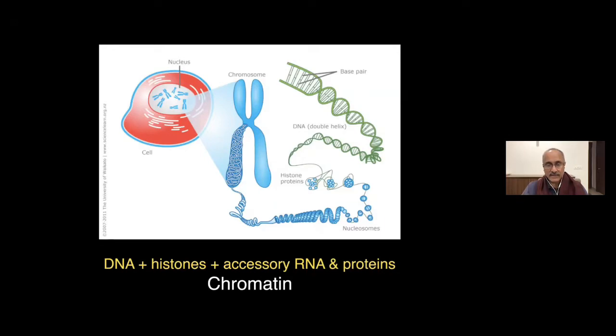Nucleosomes are further hierarchically organized into spiral, helical types of structures that are even more tightly packed at further levels, into what we think of as a chromosome, which we see at the point at which the cell divides. Okay, so DNA plus histones plus accessory RNA and proteins that bind to DNA, all of this together is the natural milieu, the natural background in which you see DNA within the nucleus, and this is called chromatin.